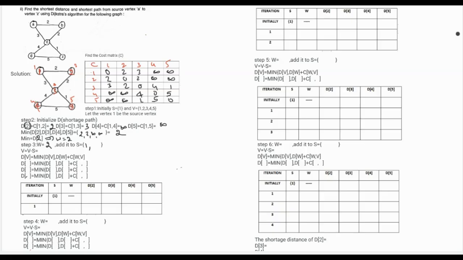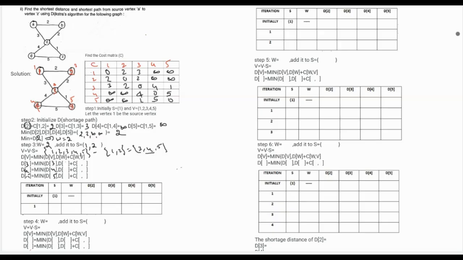Now adding that W to S, we get 1 comma 2. Then V is 1, 2, 3, 4, 5 minus 1, 2, so that will be 3, 4, 5. We are left with 3, 4, 5. Now we have the next formula: Dv equals minimum of Dv comma Dw plus C of w comma v. Here the V values are 3, 4, 5.